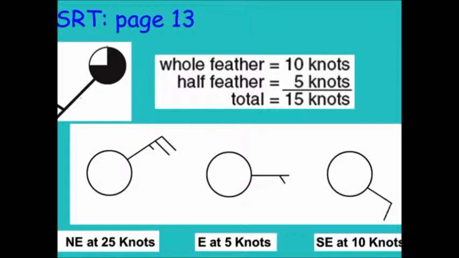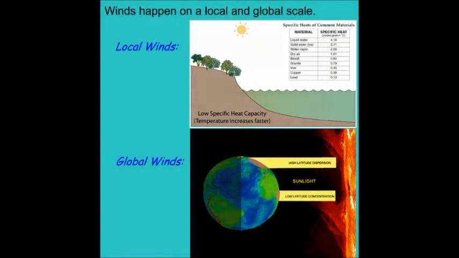In the rest of this video we're going to explore wind on two scales. Local winds are winds that can change quickly from daytime to nighttime, and they are winds that are affected mostly by landscape features. Global or planetary winds are affected mostly by latitude.